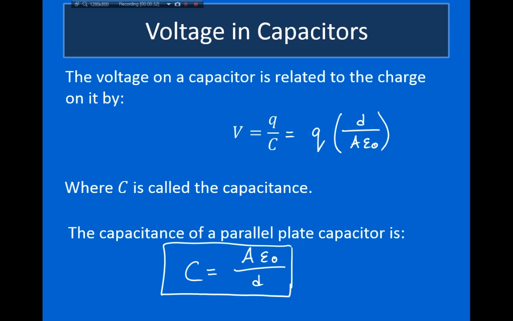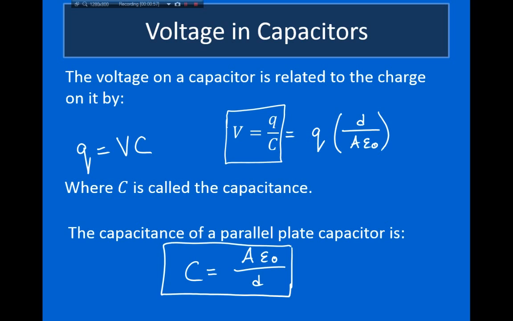So for example, if I rearrange this formula to solve for Q, I see that the charge that we can put on the capacitor is equal to the voltage times the capacitance. So in other words, the capacitance here describes the capacity for the capacitor to hold charge. So the charge on the capacitor is proportional to the capacity, or the capacitance, of the capacitor.